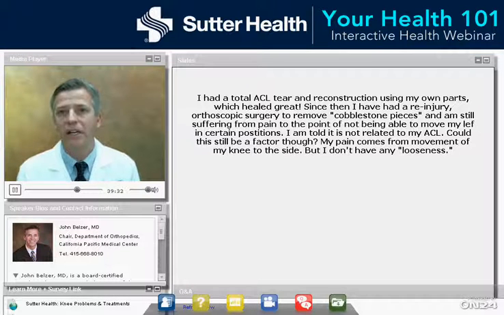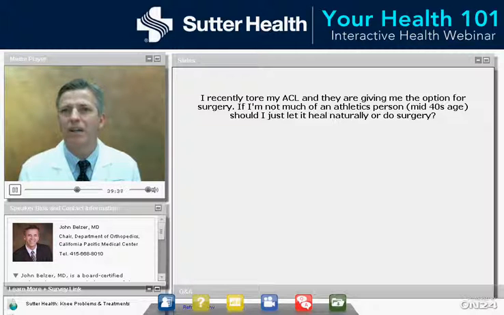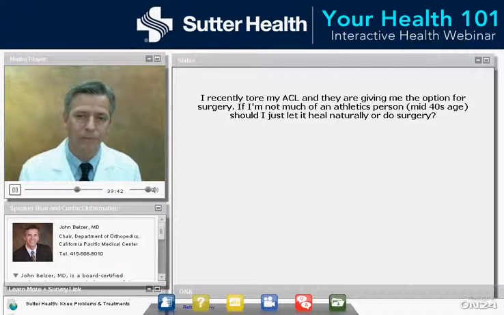I recently tore my ACL, and they are giving me the option for surgery. If I'm not much of an athletic person, mid-40s age, should I just let it heal naturally or do surgery? Well, this is a very important question.